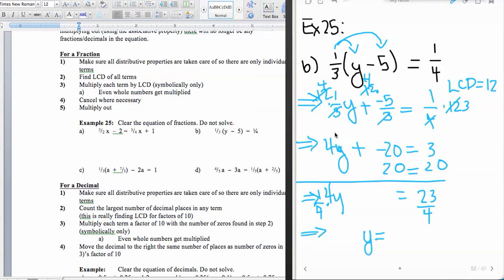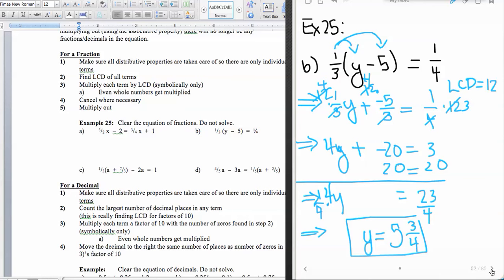Section 4.4 continued. Clearing equations of fractions continued. We were about ready to finish example number 25, part B. We were dividing by the 4, so multiplication by the reciprocal, division by 4. 23 divided by 4. 4 goes into 23 5 times, and there are 3 left over, so y is equal to 5 3/4. Notice that we can't get away from fractions entirely. The answer can still be a fraction. Even once we clear it, yes, the fractions can rear their ugly heads again.